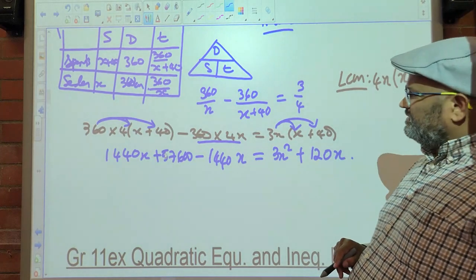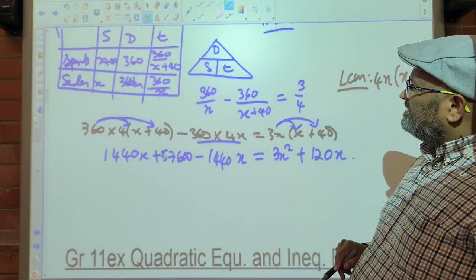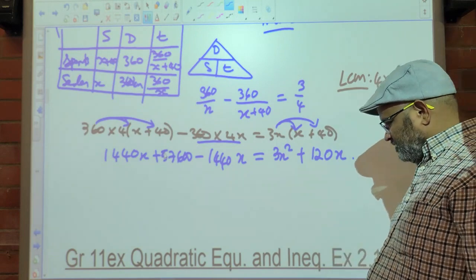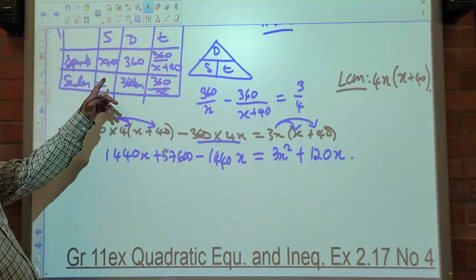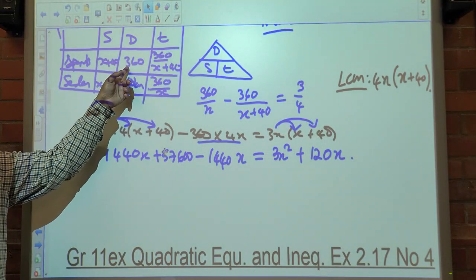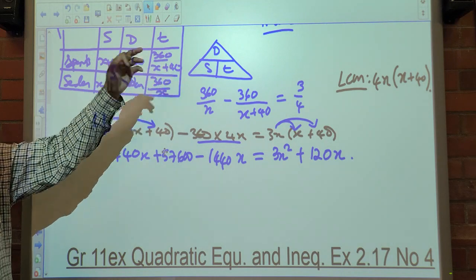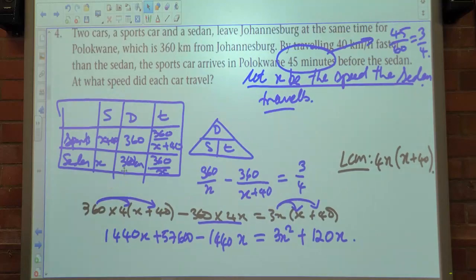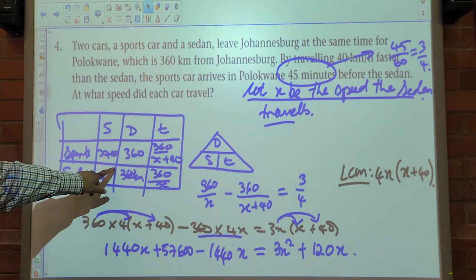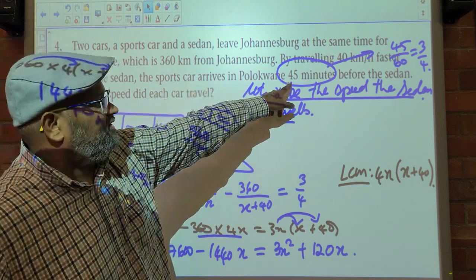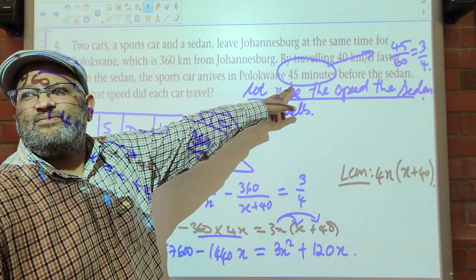Yes? Sorry? Isn't that 40 supposed to be 45? x plus 40 supposed to be x plus 45? Should it be 45? No, this is the speed. It travels 40 kilometers faster, so that is to do with the speed. You were confusing that 40 with this 45, which is 45 minutes. That's to do with the time. Okay.